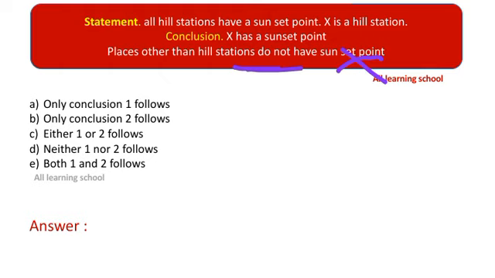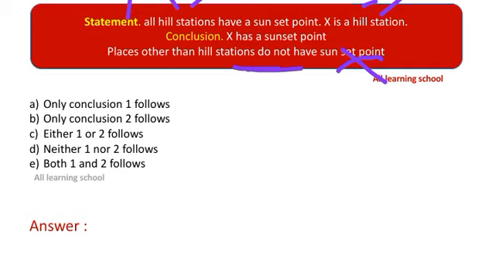Now we will solve only for the first conclusion. All hill stations have sunset point. To merge these two statements, the common word is hill stations in both statements. In the first statement, the income of hill station is 100, because we give all the income of 150. In the first statement its income is 100, in the second statement its income is 50. So as it has income of 100 at least once, these two statements can be merged.